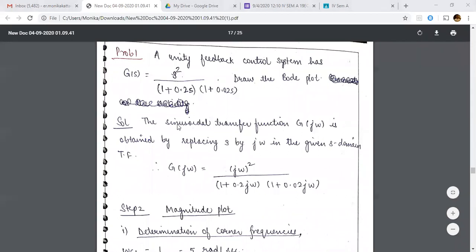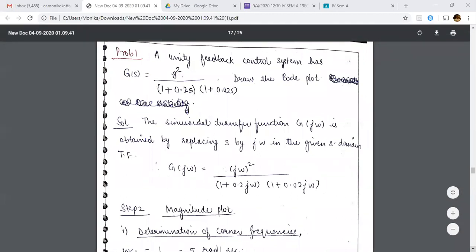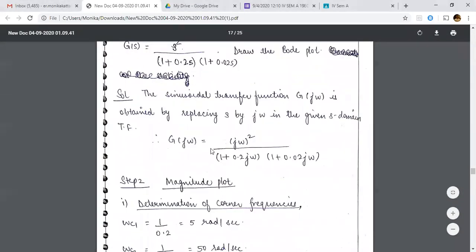Step 1: in the sinusoidal transfer function, replace s by j omega. So G(s) will be replaced by G(j omega). It is obtained by replacing s by j omega in the s domain. I have just replaced s by j omega. Have all of you taken it down? This is your step 1, where you have written the given transfer function in j omega.